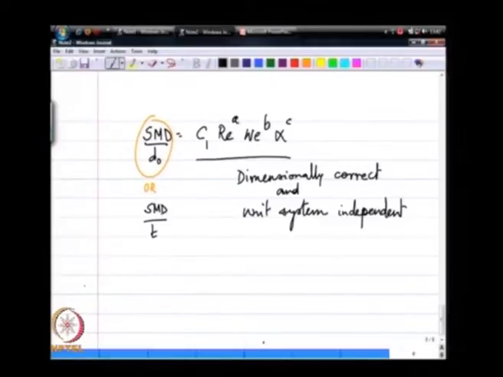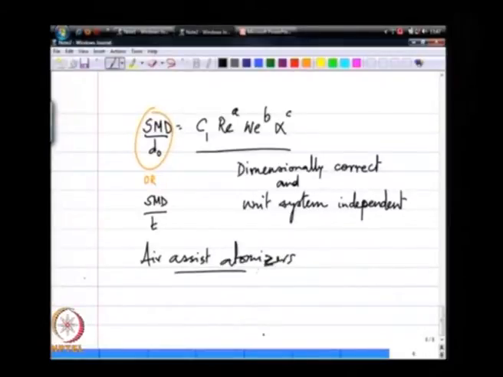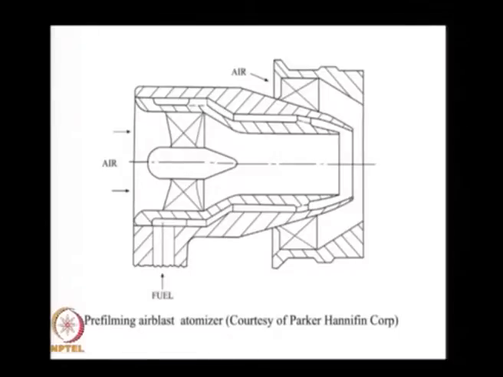Okay. So, now let us move on. This is as far as understanding spray performance for simplex nozzles is concerned. So, let us talk about air assist atomizers now. Air assist atomizers involve a wider class that includes this so-called pre-filming air blast atomizer. We looked at this design in one of our earlier lectures.